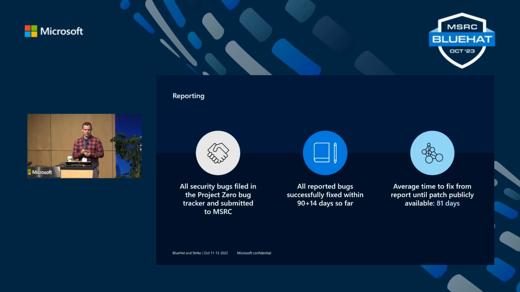And then, of course, the last part is reporting to Microsoft. So I filed all of the bugs that I thought had any kind of security impact to Microsoft through the Project Zero bug tracker, and then emailed to MSRC. All of them so far have been successfully fixed within our 90-day deadline. Working with MSRC has been great. And the average time to fix for all of these registry cases was 81 days.